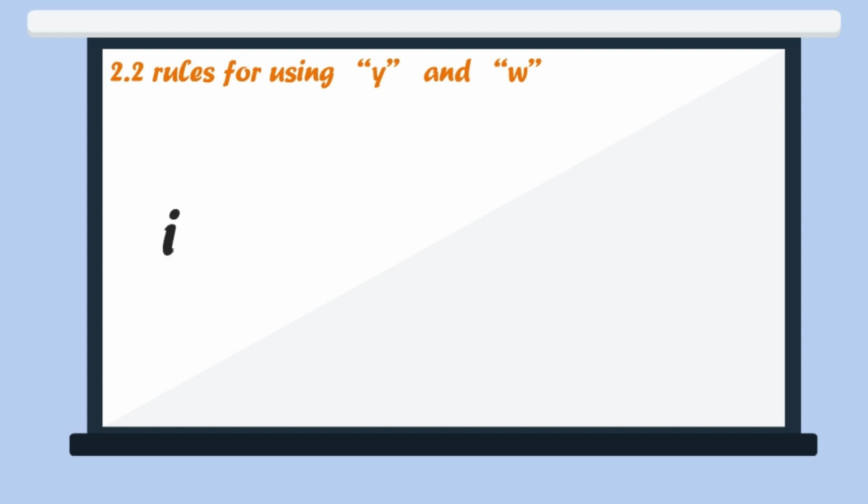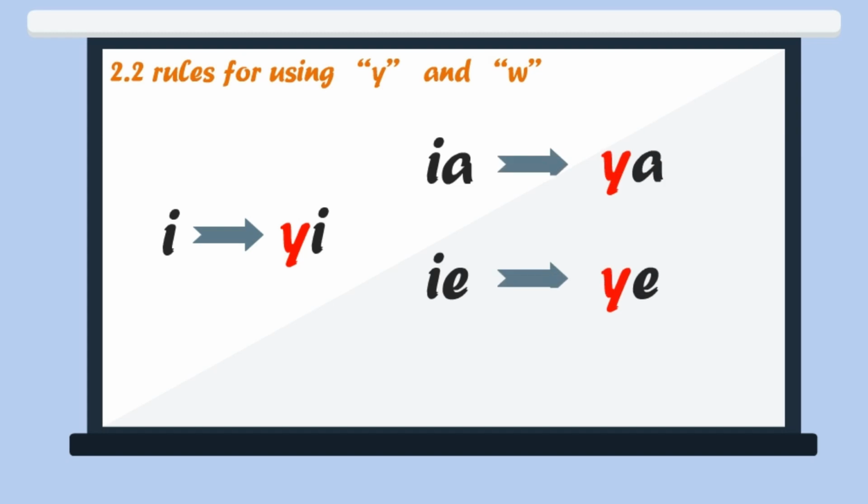When i itself is a syllable, it's written by adding Y before i. When a syllable begins with i, like ya, ye we learned today, they are written by changing i into Y.